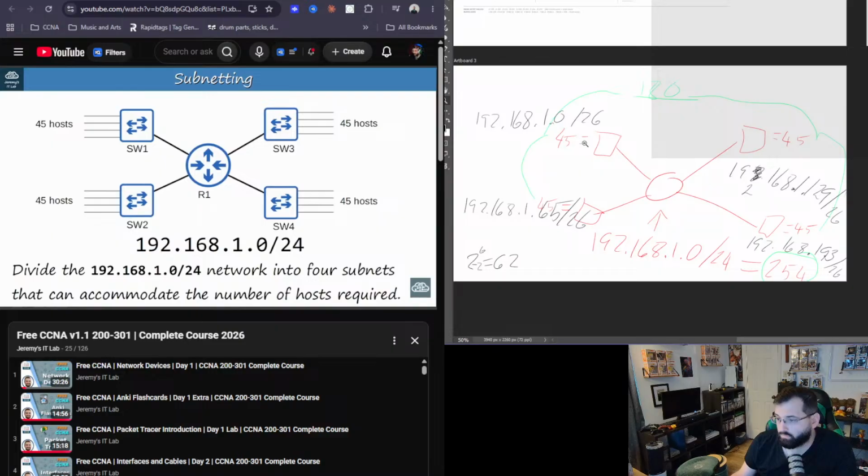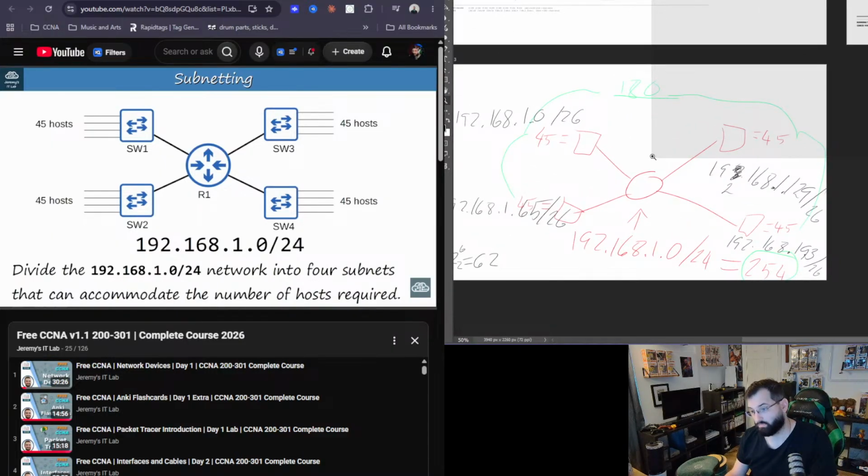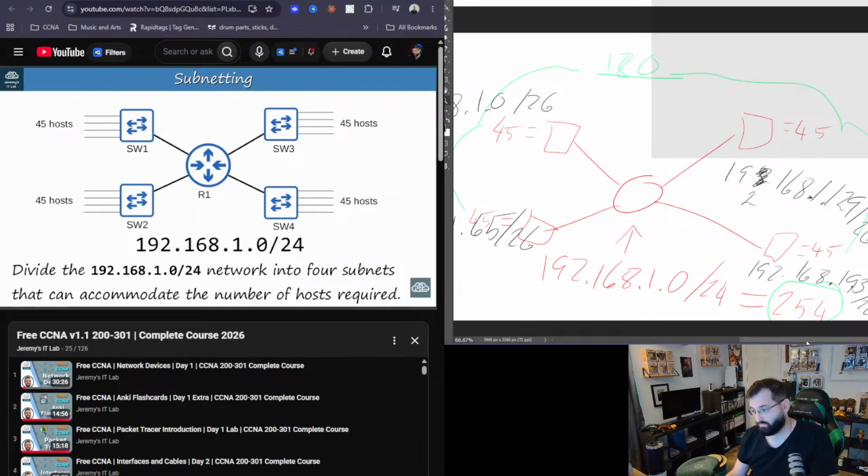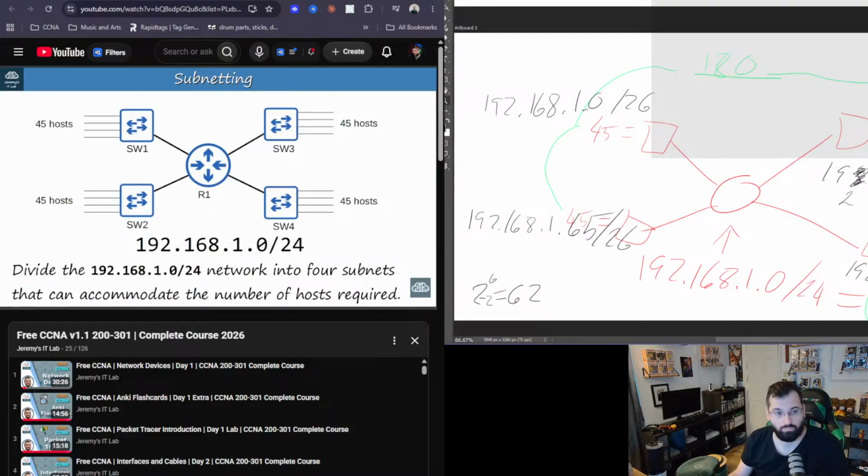So we need 45 hosts per network, including R1. But also remember that each network has a network and broadcast address, so that's +2. So we need 47 addresses per subnet. 47 times 4 equals 188. So there's no problem in terms of the number of hosts. 192.168.1.0/24 is a Class C network, so there are 256 addresses. So we will be able to assign 4 subnets to accommodate all hosts, no problem.